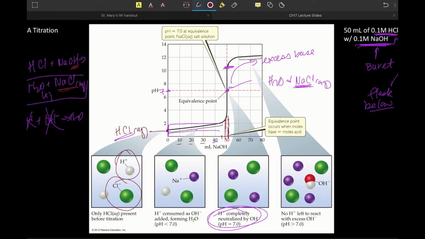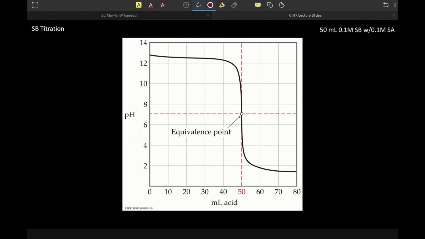All right, so this is a strong acid titration. If on the flip side we were looking at a strong base titration, we would do much the same. So here we have 50 mils of 0.1 molar strong base with 0.1 molar strong acid. We know that this is the thing that is in our burette this time. Nope, sorry. This strong base is the thing in my beaker. I'm titrating it with this in my burette.